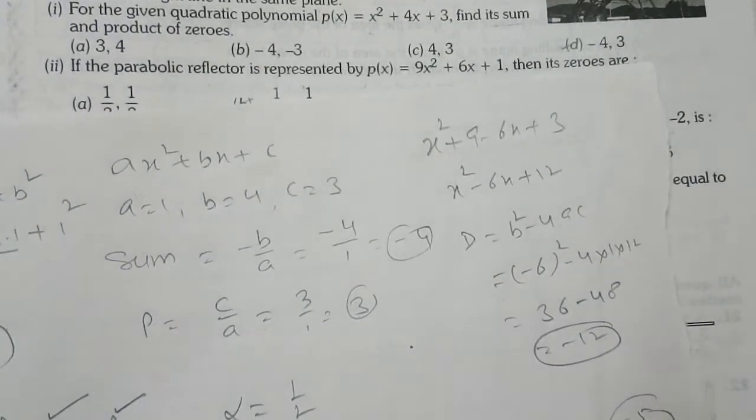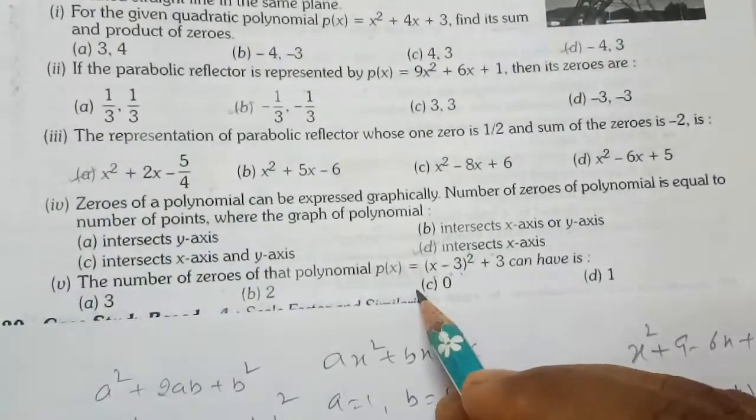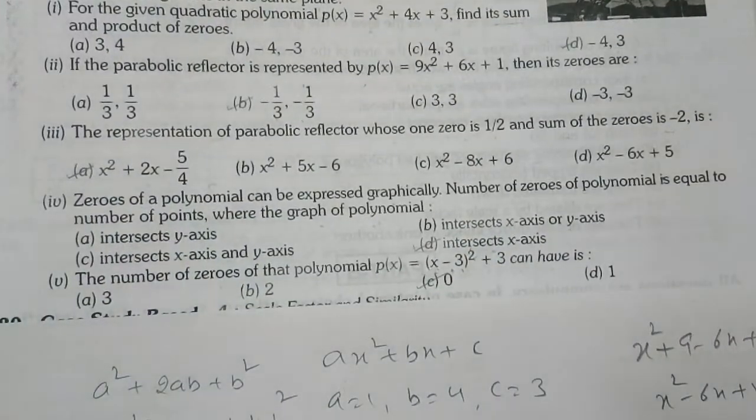So there are no real zeros. So for this, the answer is the number of zeros is 0 here. So these are the answers for these questions.